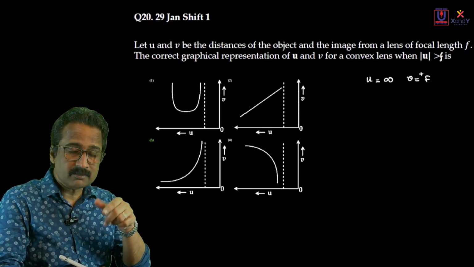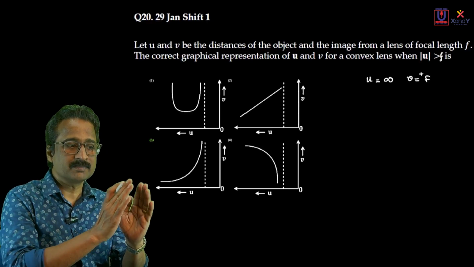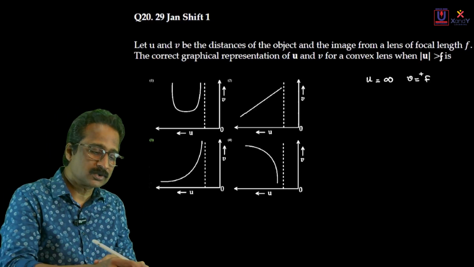Now there is another important point for a convex lens. When you place an object exactly at 2f, then the image is also produced at 2f.